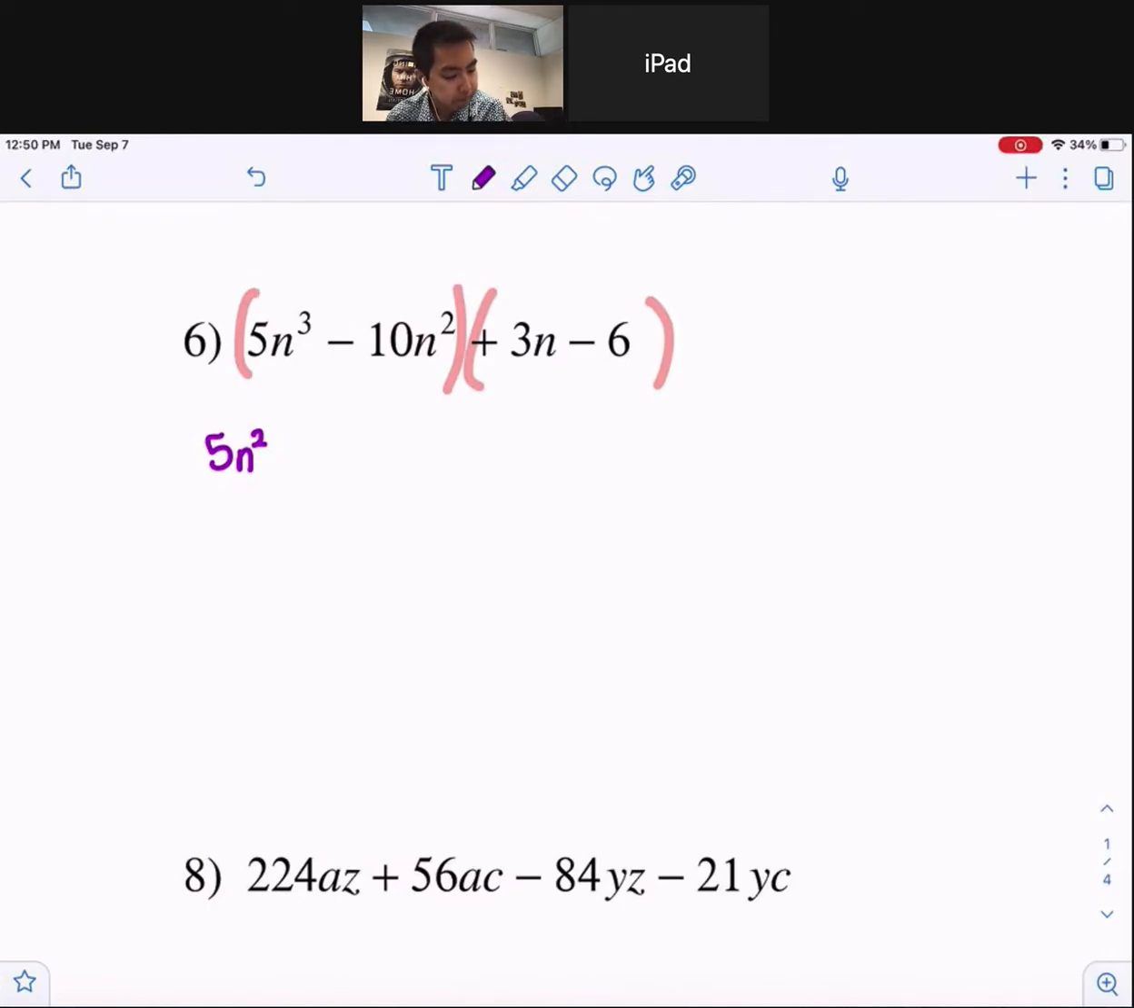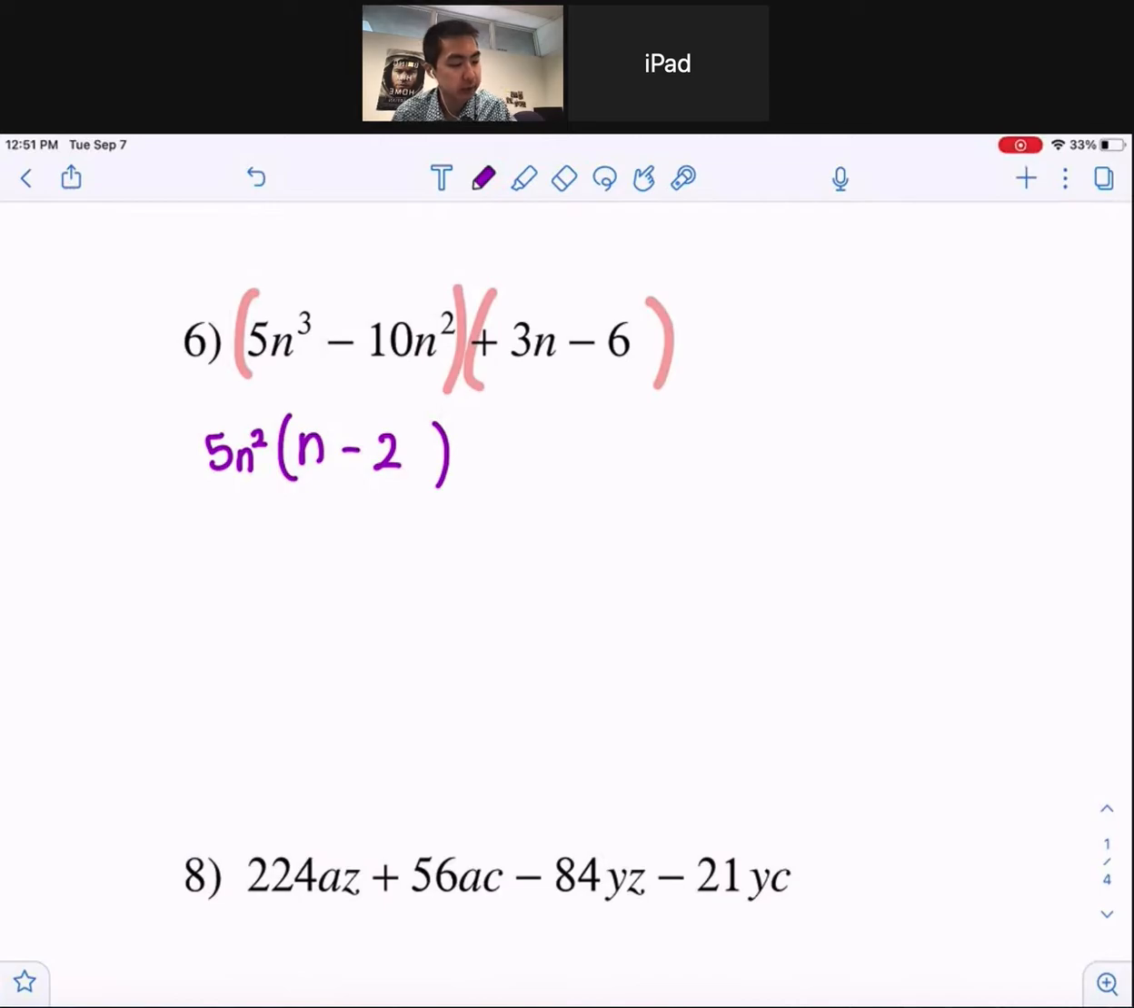So again, this is just a reminder of what I'm about to factor out from here and from here. 5 divided by 5 is 1. This used to be n to the third, but remember, you took away 2 n's from here, so it's really just 1 n left over. Negative 10 divided by 5 is minus 2. And you took away 2 n's from here, so no more n. So it's just n minus 2.